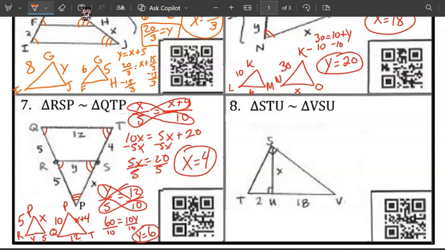We have number 8. Triangle STU is similar to triangle VSU. Let's see what goes with what. Okay, so S, with the TSU, is going to go with V. T is going to go with the S on the other side. And the U goes with the other U.